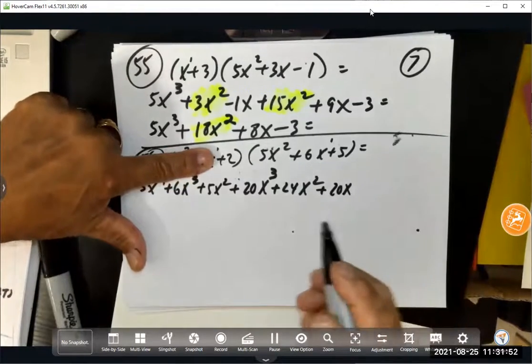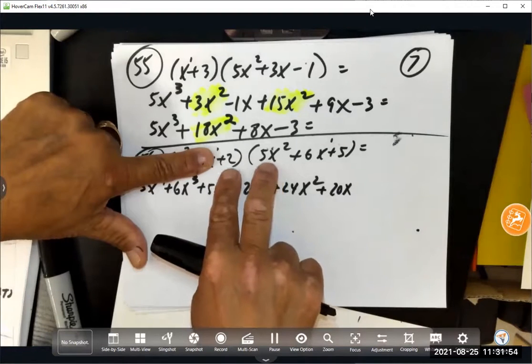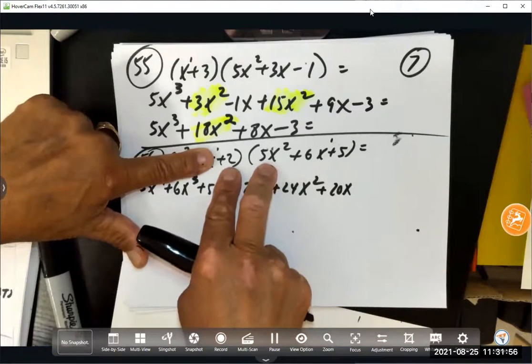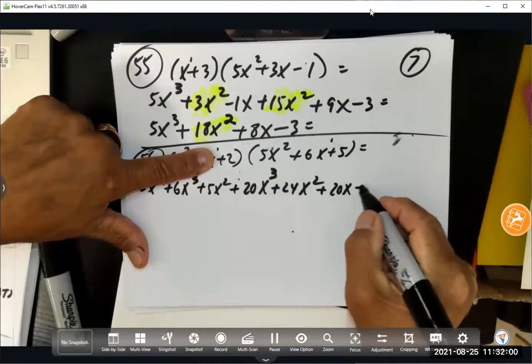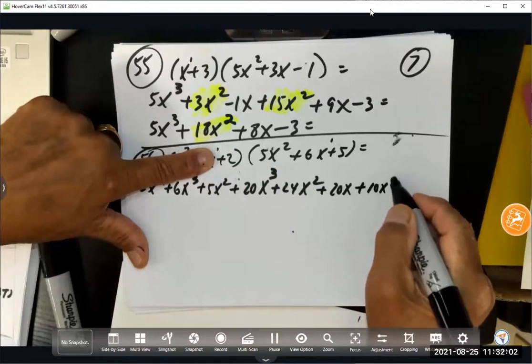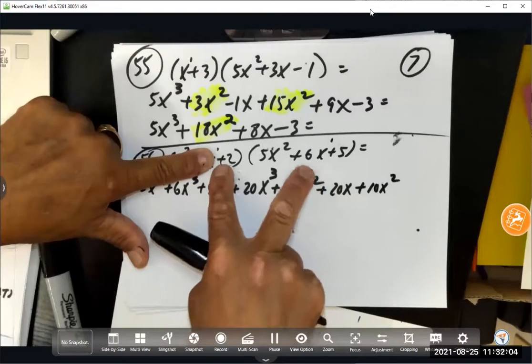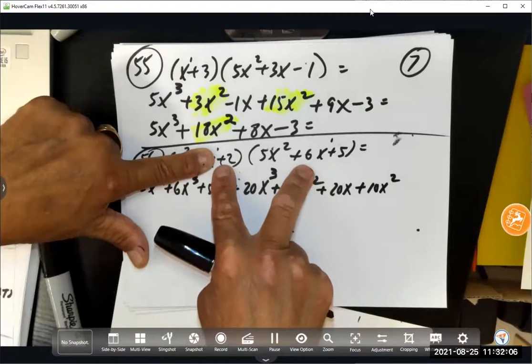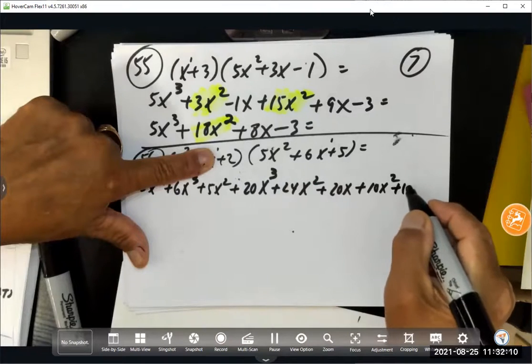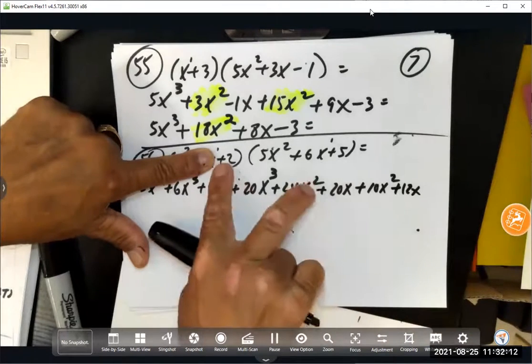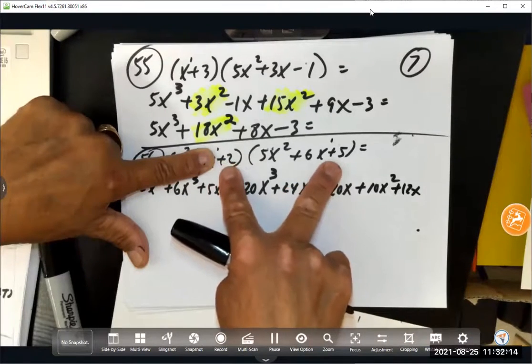Now we got 2, ready? Think about it before you say it. 2 times 5x squared. 10x squared. Yes. 10x squared. And then 2 times 6x. 12x, just regular 12x. The last one. 2 times 5, plus 10.